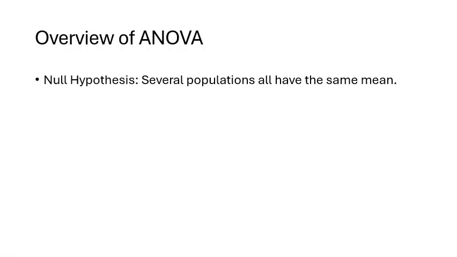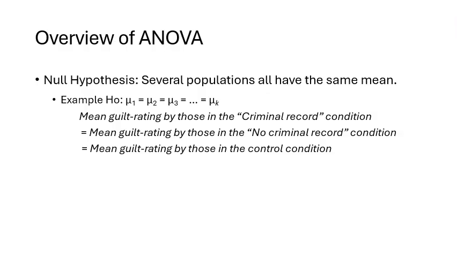So what is ANOVA? It's called Analysis of Variance, and we'll talk about that more in a minute, but for now let's think about what the hypotheses are in an ANOVA. And the null hypothesis is always this: several populations all have the same mean. So we might state it like this.